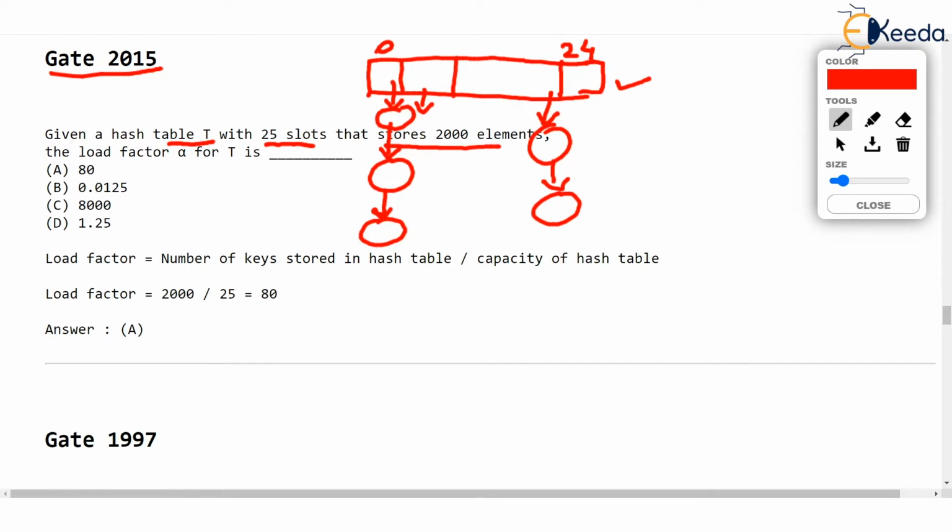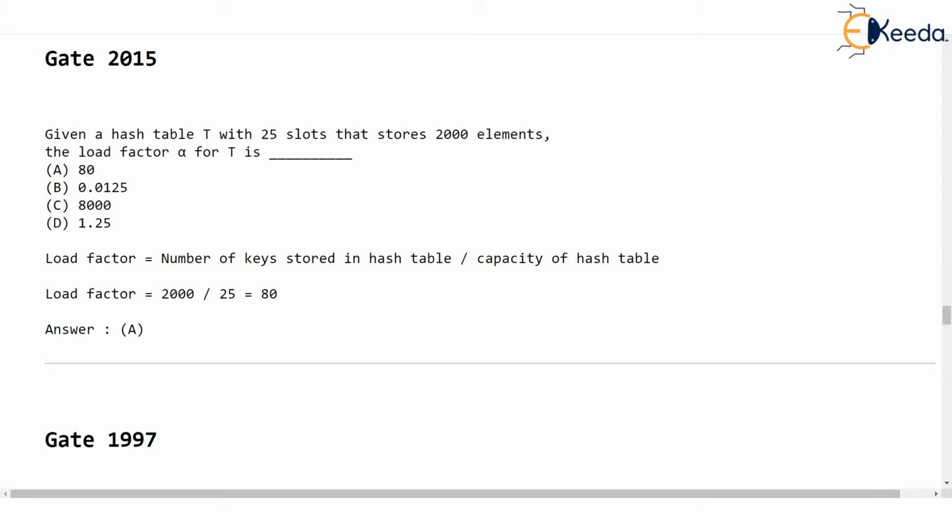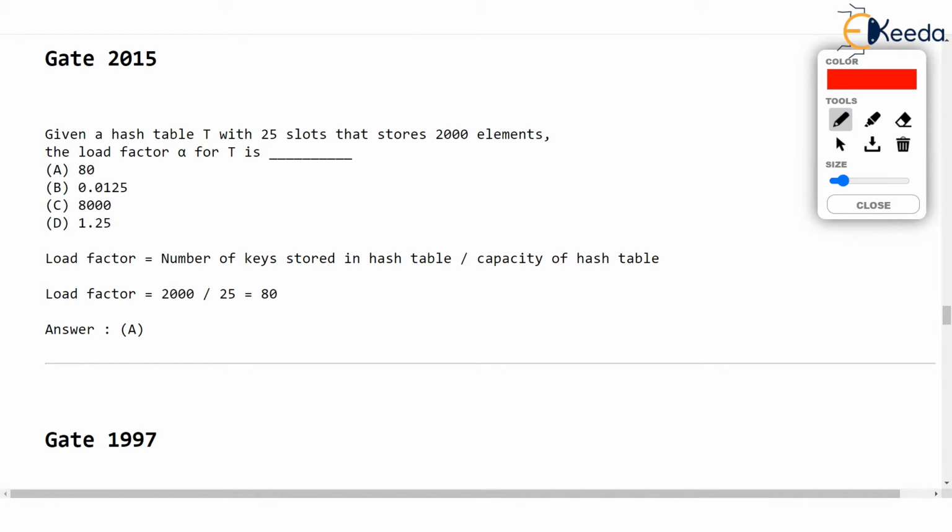Then they are asking what is the load factor alpha for this table T. As you all know, the load factor alpha in hashing is given by a formula: the number of keys stored in the hash table divided by the capacity of the hash table. In our case, it is 2000 divided by 25. So the answer is 80. Option A is correct. Quite simple, isn't it?